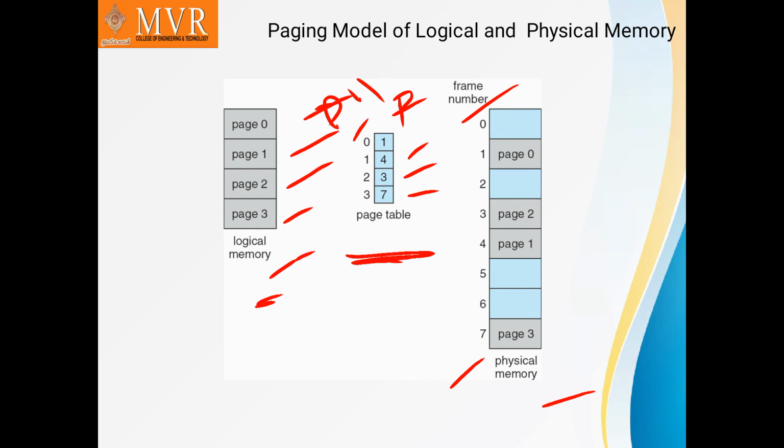Okay, so page 0 has the frame number 1, so frame 1 will be filled with page 0, and frame 4 will be filled with page 1. Okay, and frame 3 will be filled with page 2. Frame 7 will be filled with page 3. Okay, all of you understand? See this picture, clearly you can understand.